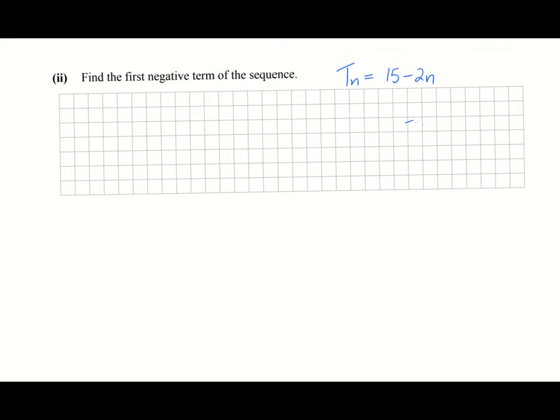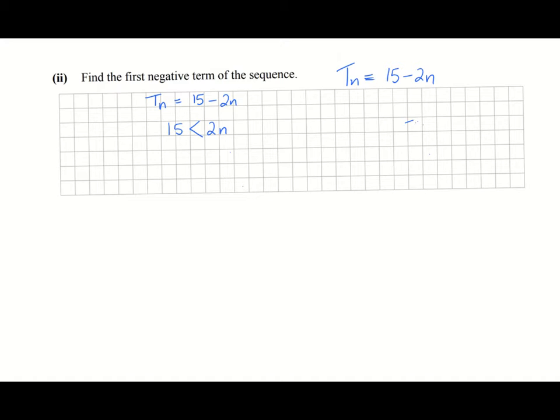Now you could try it by trial and error. You could just keep substituting in values and you'll eventually figure out which one gives you a minus. But we're going to solve it algebraically. So Tn equals 15 minus 2n. When is 15 going to be less than 2n? That is when Tn is going to be a negative number.